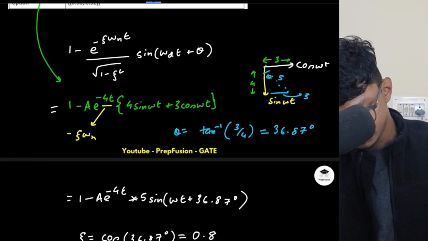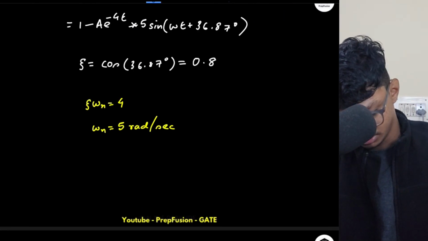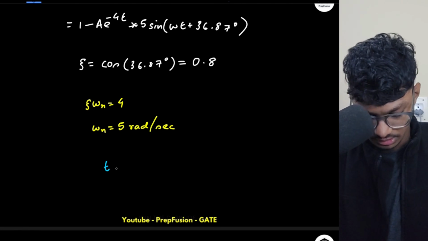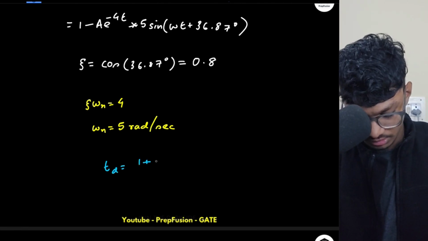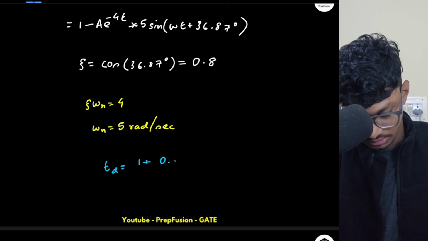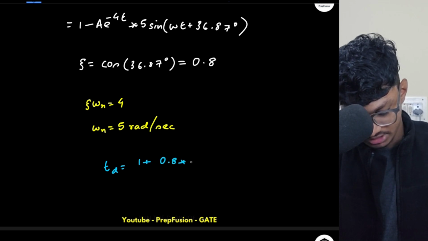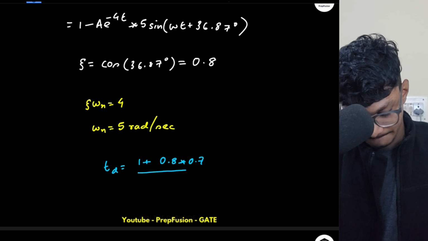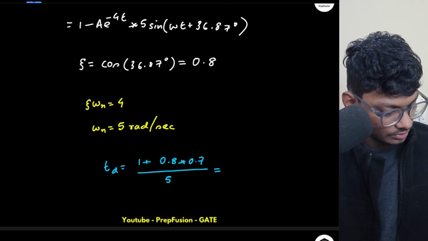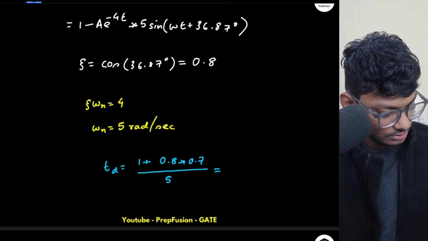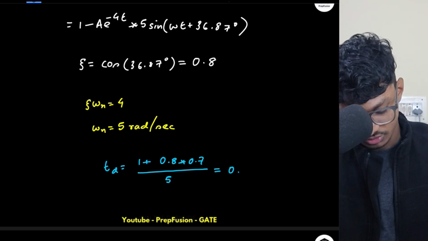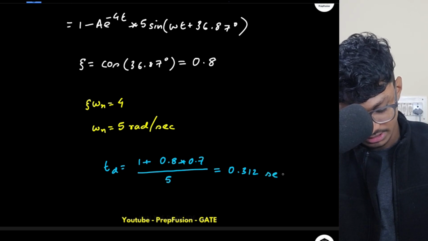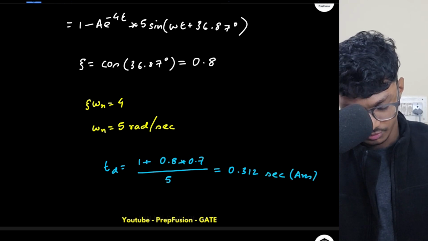So we got zeta, omega n, we got everything. So now I will put this in the delay time expression. So what will be my delay time finally? Delay time will be 1 plus zeta into 0.7 divided by omega n, 5. So now if I compute all this, 1 plus 0.8 into 0.7 divided by 5, you get your result as 0.312 seconds. So this will be your answer to the question.